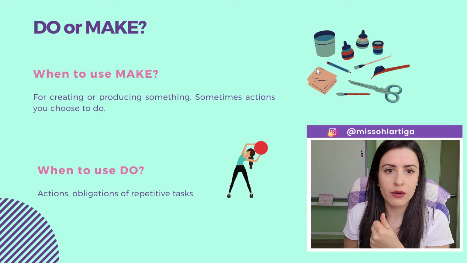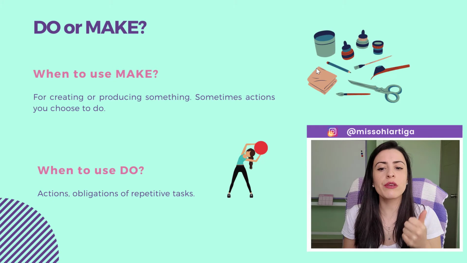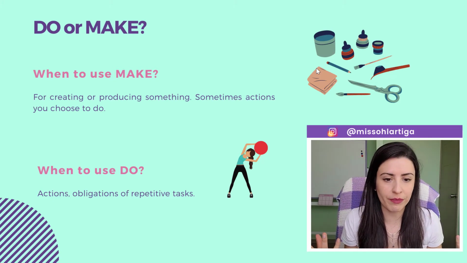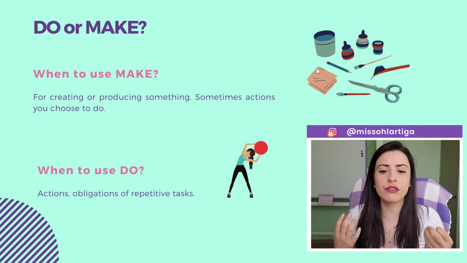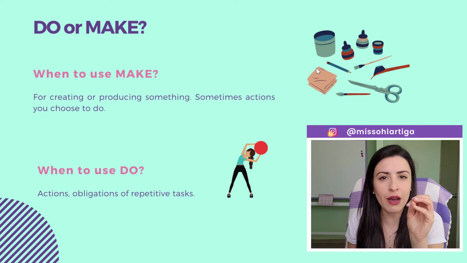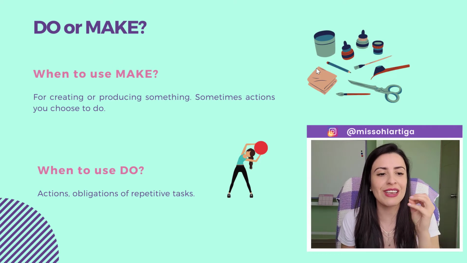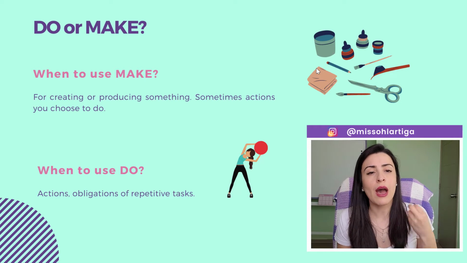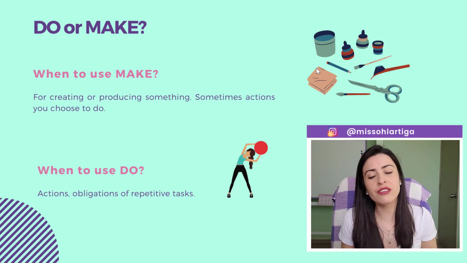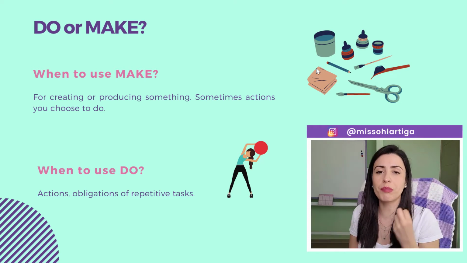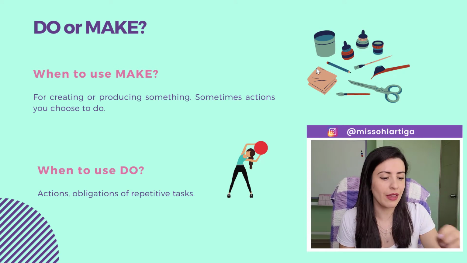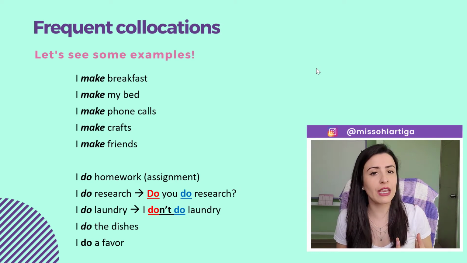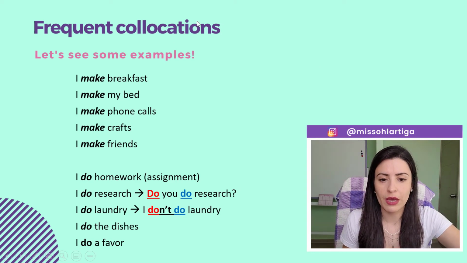For example, when do we use make? We use make when we're talking about creating or producing something, okay? Sometimes actions you choose to do, but the key concept there is for creating and producing. On the other hand, the verb do, we're going to use it when we talk about actions, obligations, or repetitive tasks, okay? Let's analyze and compare some frequent collocations we usually use, okay?